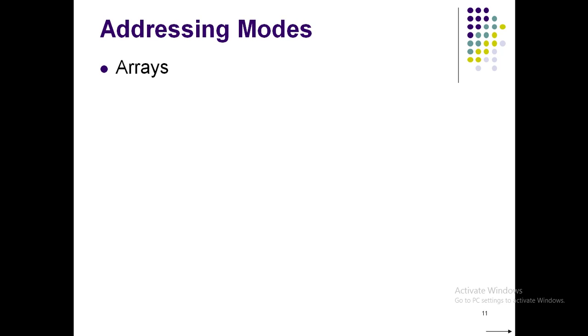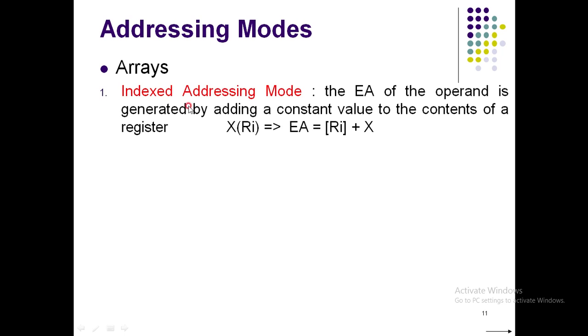In arrays, it is a slightly modified version of indirect addressing mode. Here we come across a very important address called EA, which stands for effective address. The effective address is generated by adding a constant value to the register. Remember, friends, the effective address is generated by adding a constant value to the register.